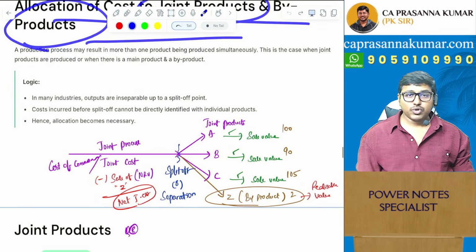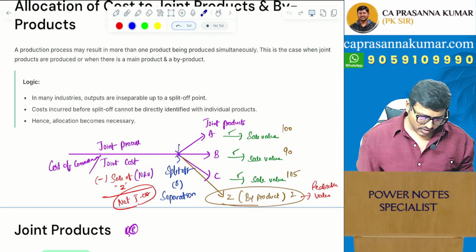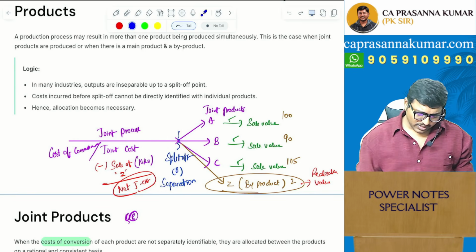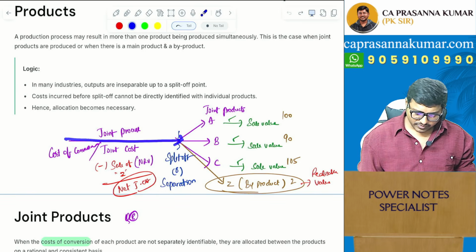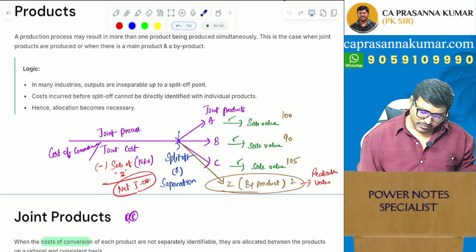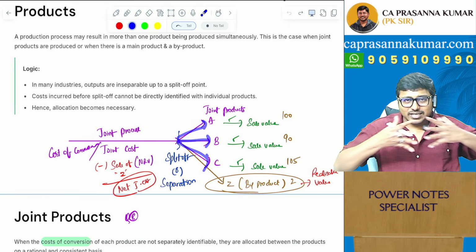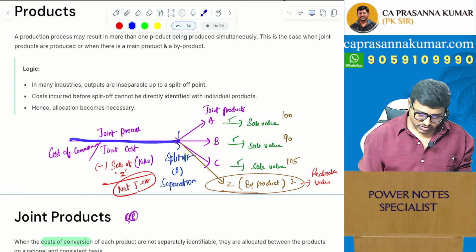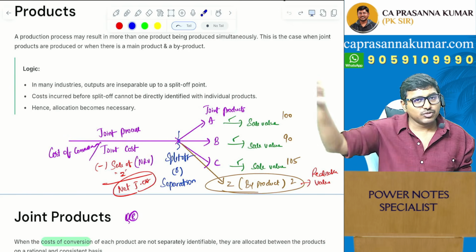In this scenario, what will you do? Let's try to understand this. Now, Nana, please try to understand. Sometimes there is a process. At one particular point, all of a sudden, you start getting multiple finished goods out of that process. Because multiple finished goods are coming at a time in a joint way, we call them joint products. And this process is called a joint process because it gave rise to joint products.